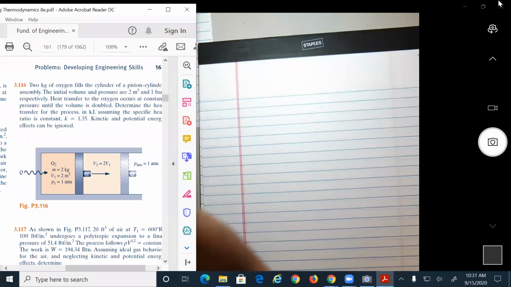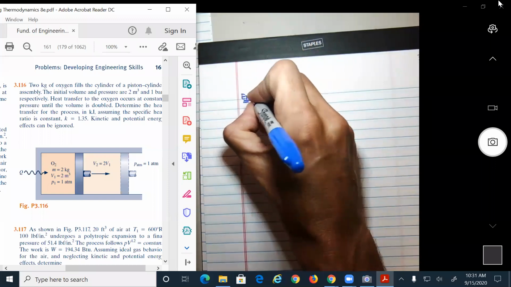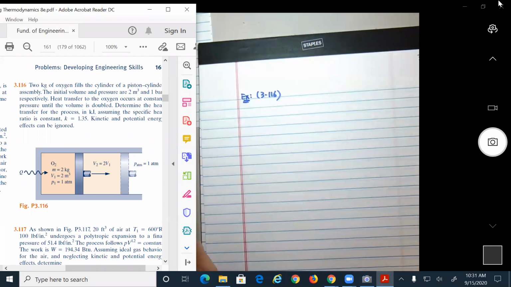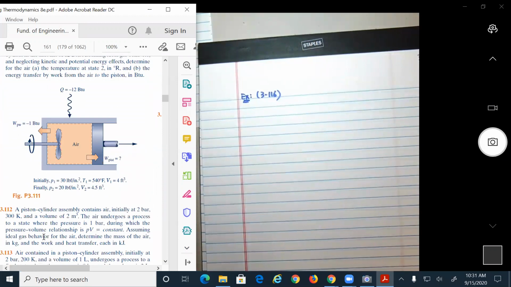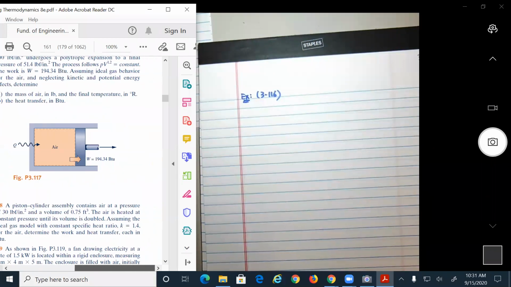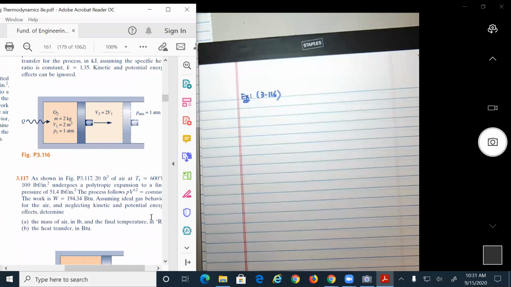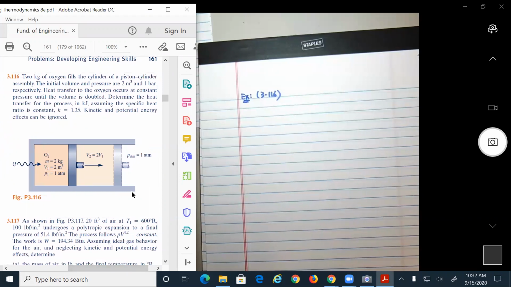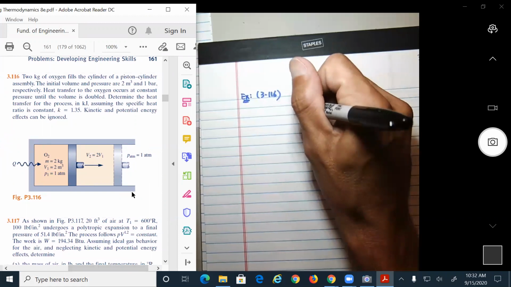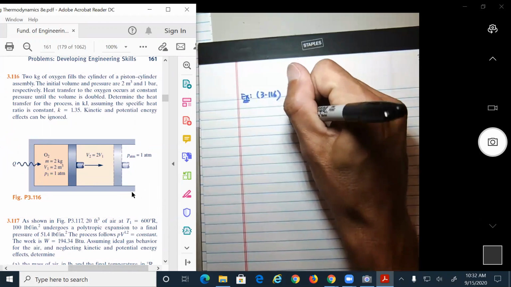The other example is problem 3116. Okay? And again, let's do the figure. So you have the figure over here. So 2 kilograms of oxygen fills the cylinder. What happened here? Oh, the piston cylinder. Okay, yeah, we can see over here. Assembly. So again, just do here piston cylinder assembly, which means that we're dealing with a closed system.